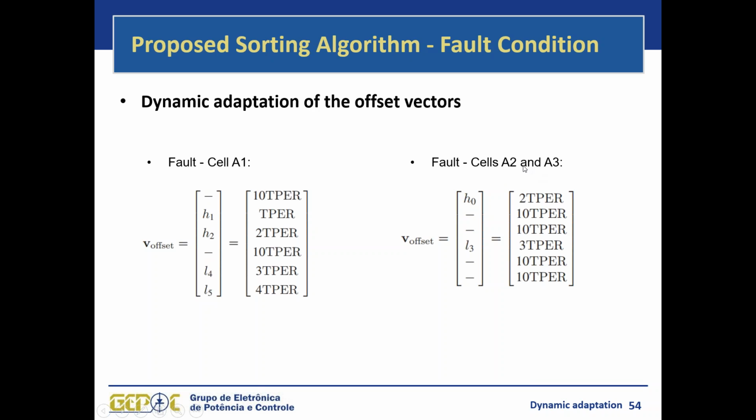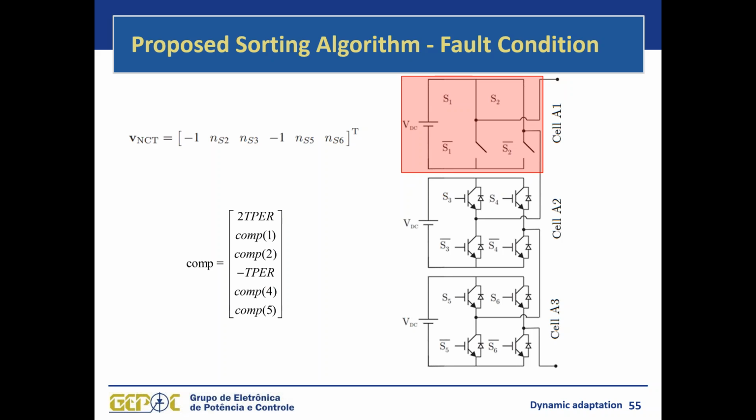If we have two faults, like one fault on cell A2 and one fault on cell A3, two faulty cells on phase A, we assign a very high value to the offsets of the switches of these respective cells. So this strategy can work with any number of faulty cells in the converter. We don't restrict the number of faulty cells. It can operate with any fault condition.